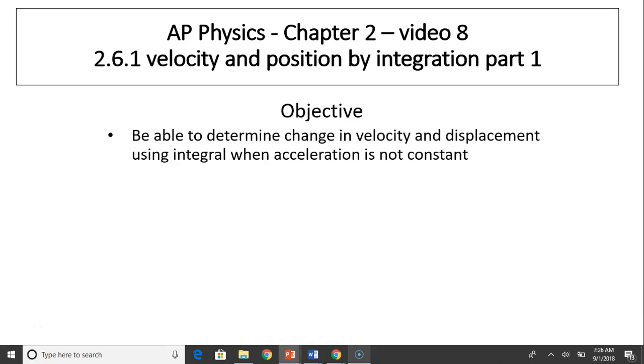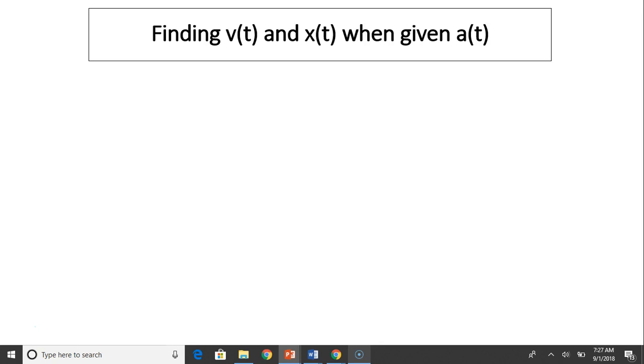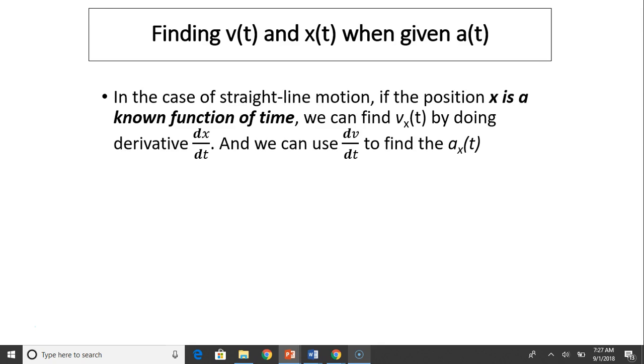This is AP Physics Chapter 2, Video 8. Today's topic is Velocity and Position by Integration, Part 1. The objective for today is to be able to determine change in velocity and displacement using an integral when acceleration is not constant, finding v(t) and x(t) when given a(t).